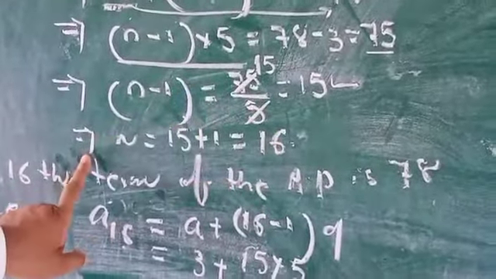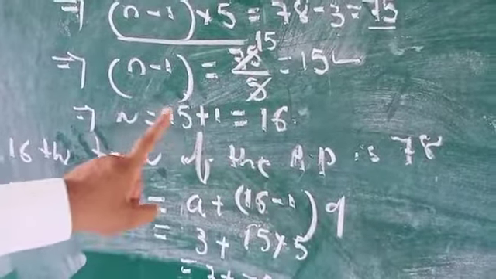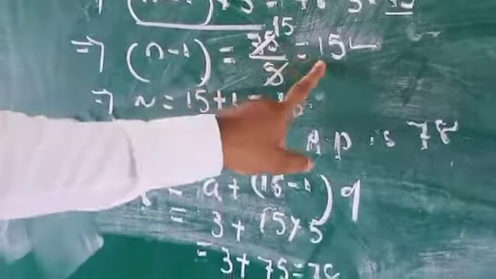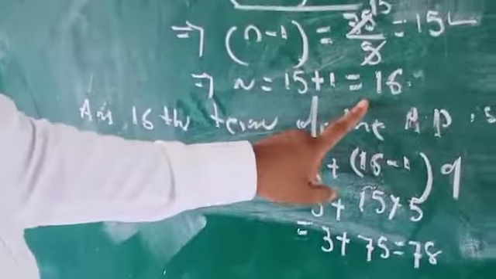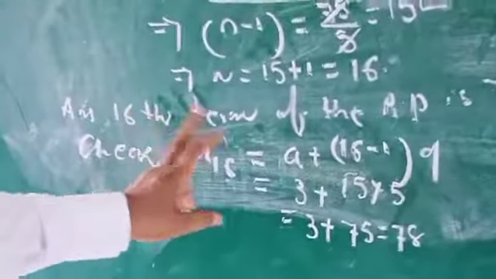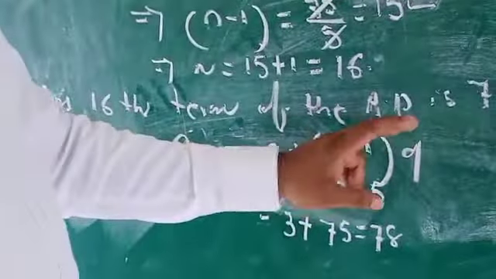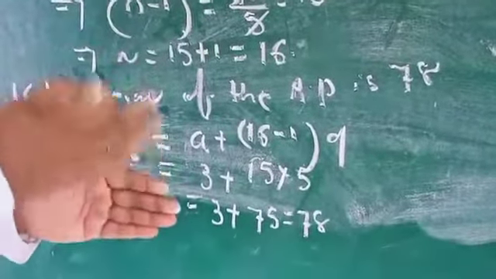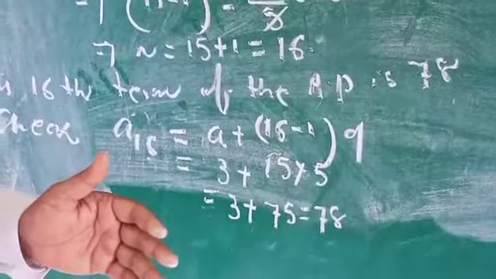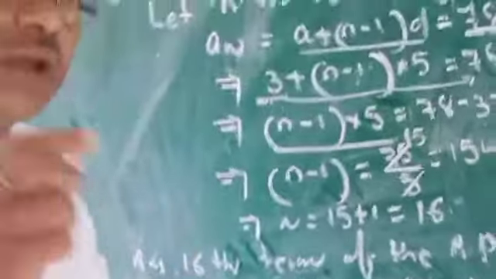So that implies what will be n? n will be 15 plus 1, since minus 1 goes to that side. So 15 plus 1 is how much? 16. So n is equal to 16. Answer: the 16th term of the AP is 78. This is the answer. Now the question is, is our answer correct? Yes or no? It may be wrong. So we have to check it.